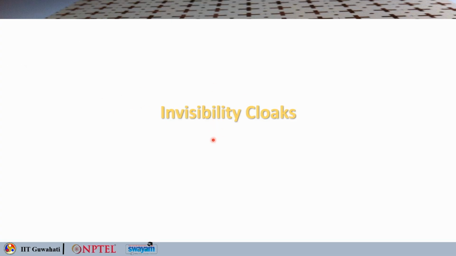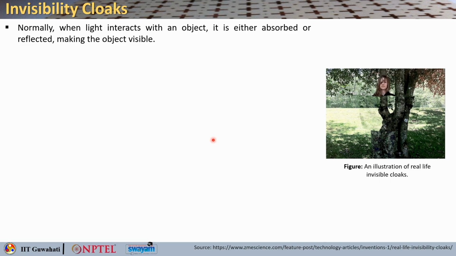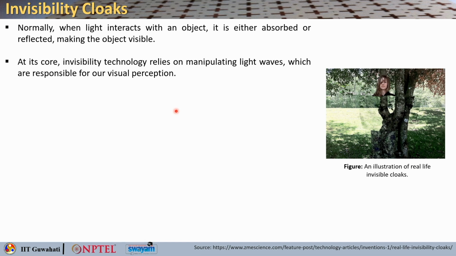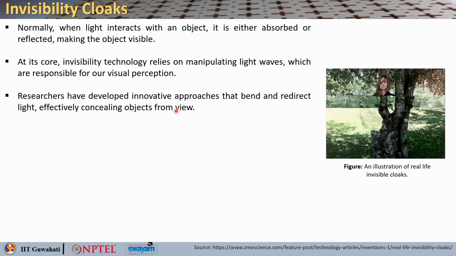Okay, so what are invisibility cloaks? Normally you will see that when light interacts with an object, it is either absorbed or reflected. That makes the object visible. So at its core, invisibility technology basically relies on manipulating light waves, which are responsible for our visual perception. I am talking about light waves mainly because the word invisibility comes from the optical domain itself, right? So researchers have developed innovative approaches that blend and redirect light that effectively conceals objects from view.